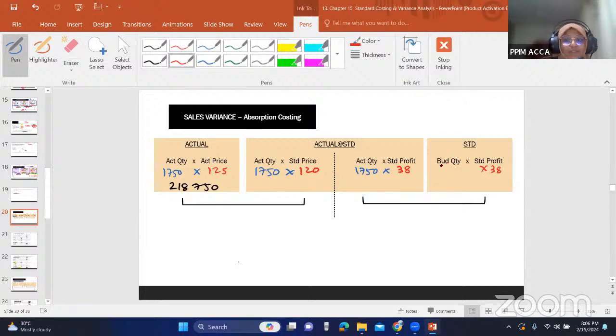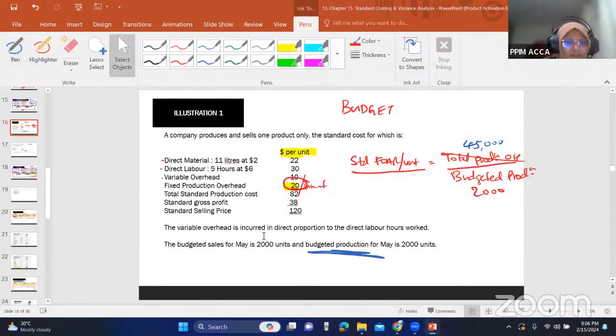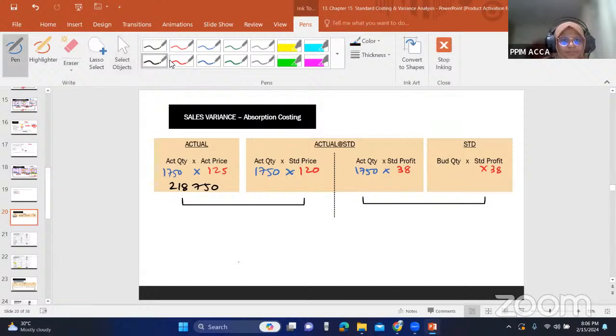Budgeted quantity to sell, okay? Remember budgeted sales. When you're talking about the sales variance, you don't take the production quantities. It's always the sales quantities. So budgeted quantity for sales is 2,000. Okay, 2,000 into 38.